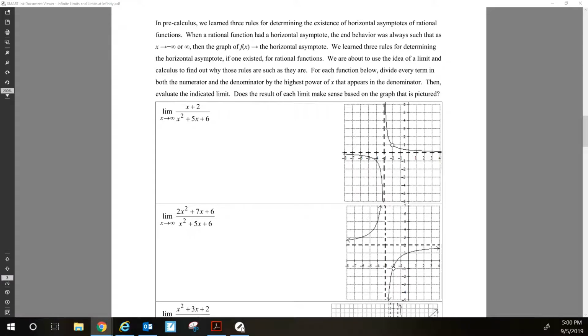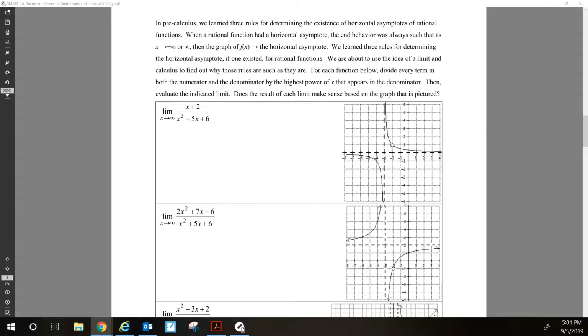Welcome back, calculus. All right, in pre-calculus, we talked about how we could find out whether we had a horizontal asymptote, whether the asymptote didn't exist, or whether we had a slant asymptote. And so we're going to go back and look through some examples of those, and we're going to talk about ways that we can find the limits of these guys. And by limits, I mean infinite limits of these guys.